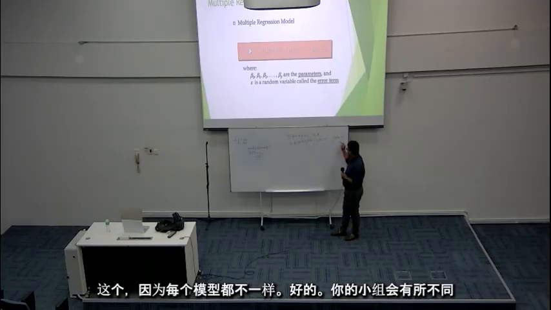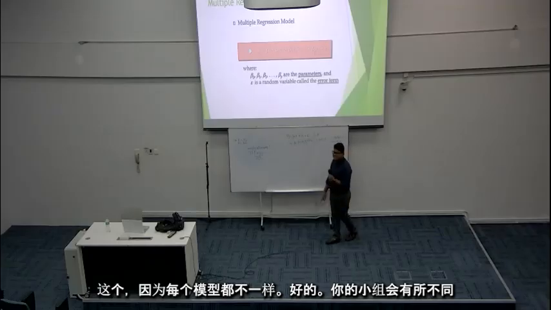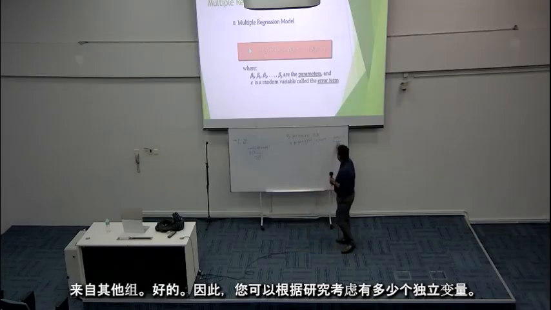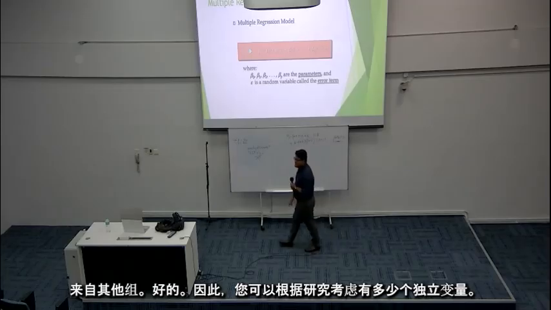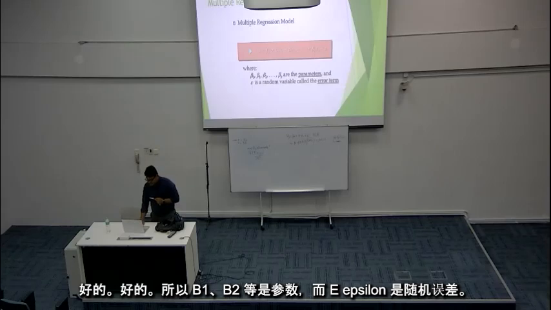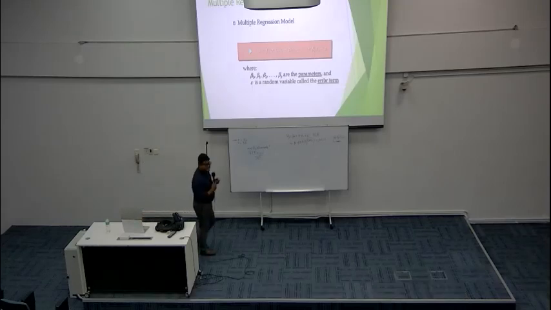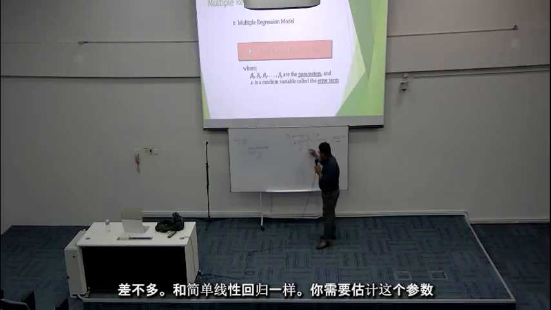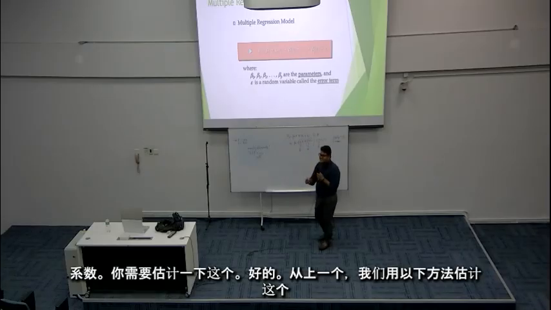Each model will be different. Your group will be different from other groups, so you might consider how many independent variables depending on your study. B1, B2 and so on are the parameters, and epsilon is the random error. Same as the simple linear regression, you need to estimate these parameter coefficients.